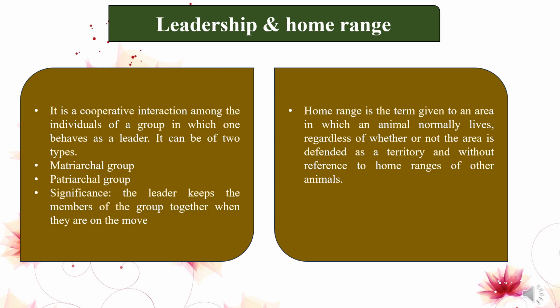Then leadership and home range. Leadership is a cooperative interaction among the individuals of a group in which one behaves as a leader. The leader keeps the other members of the group together when they are on the move. The leader does not enjoy a special social benefit, and there is no mutual independence of the leader and other members of the group. So leadership can be of two types.